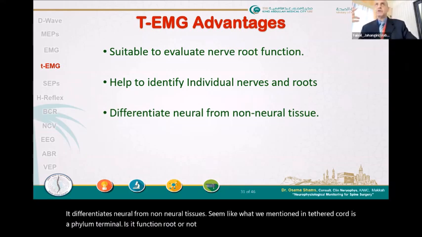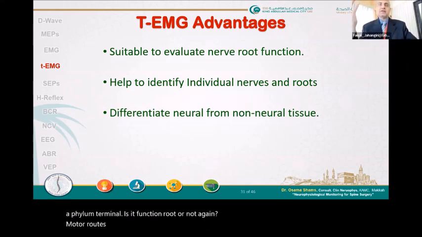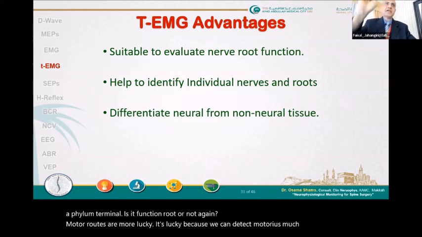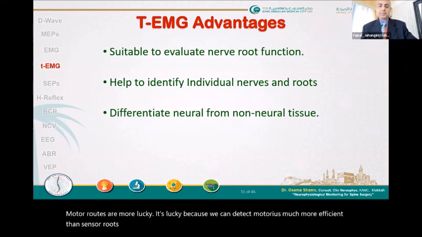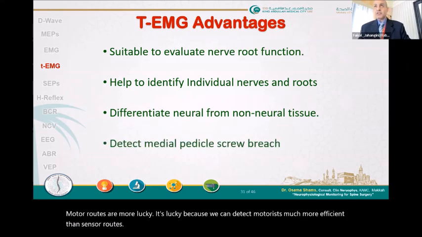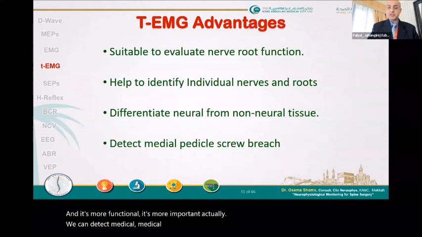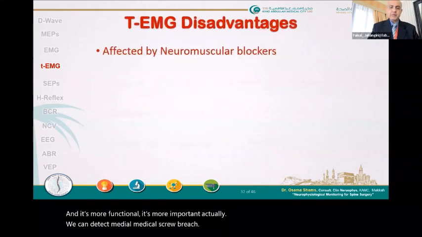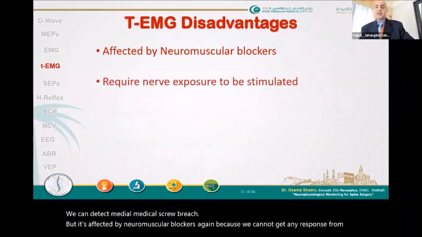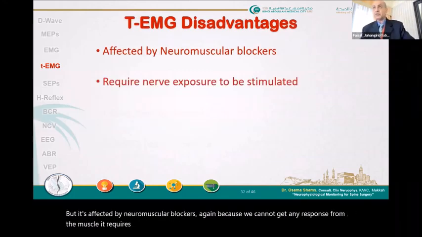Again, motor roots are more lucky. It's luckier because we can detect motor roots much more efficiently than sensor roots. And it's more important actually. We can detect medial pedicle screw breach, but it's affected by neuromuscular blockers, again, because we cannot get any response from the muscle. It requires nerve exposure to be stimulated. You need to see something to stimulate sometimes.